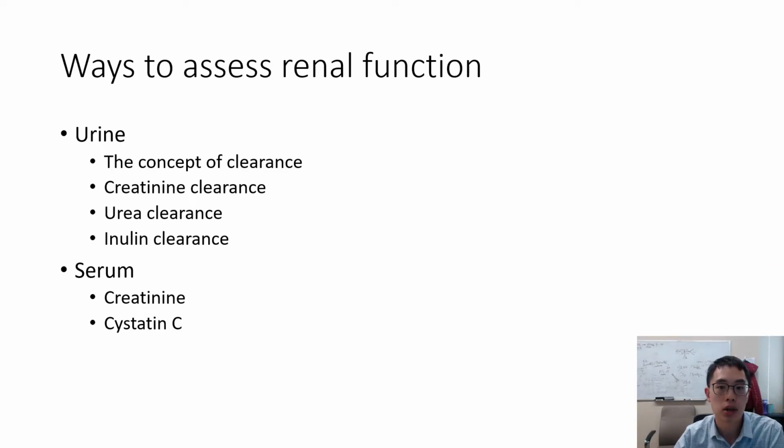First, we will discuss the concept of clearance and talk about how we can use various substances to measure the kidney function, especially substances that are excreted in the urine such as creatinine, urea, and inulin. Then we will discuss how mathematical equations can now help us to estimate kidney function from endogenous substances that we have in the human body, especially creatinine and cystatin C.